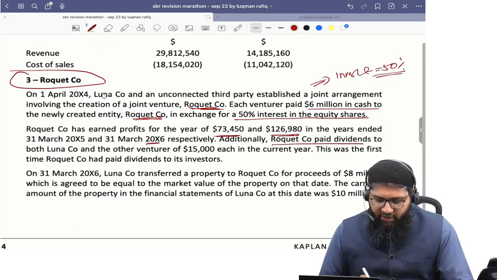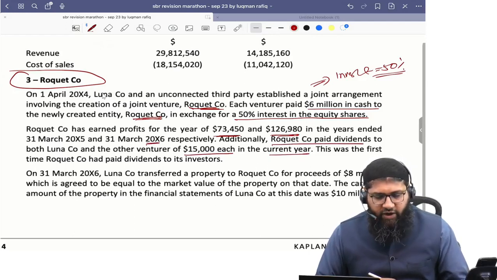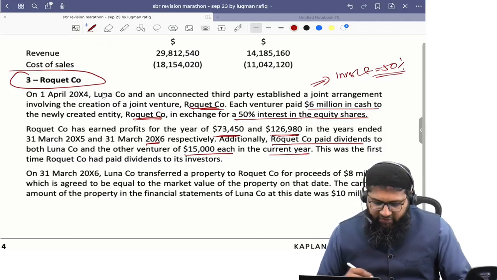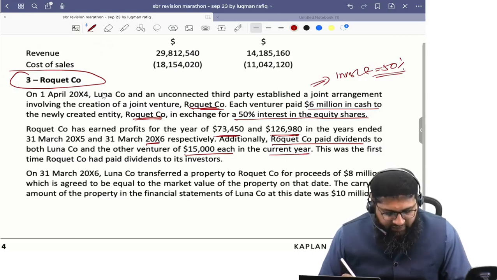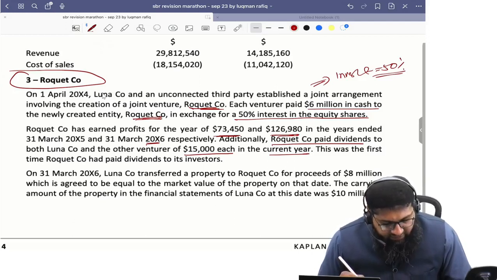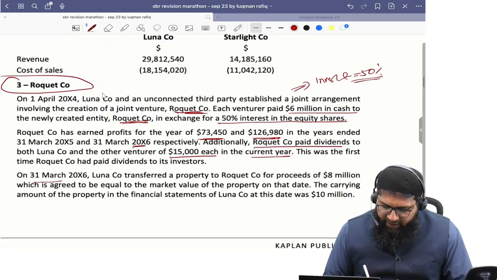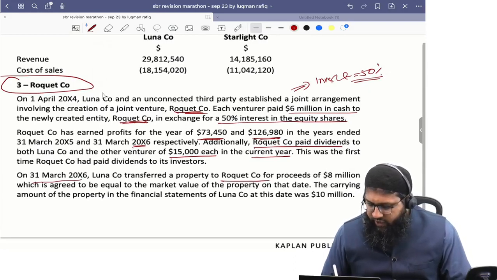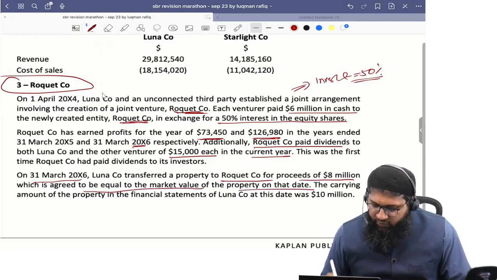Additionally, Rocket Company paid dividends to both Luna Company and the other venturer of 15,000 each in the current year, right? This was the first time dividends had been paid by Rocket Company. Now, on 31st March 2006, Luna transferred a property to Rocket for proceeds of $8 million, which is agreed to be equal to the market value of the property on that date.